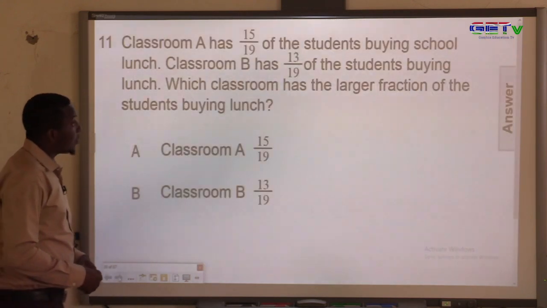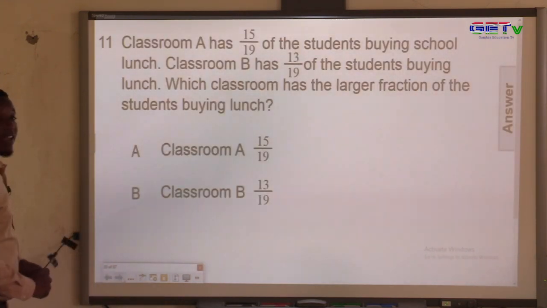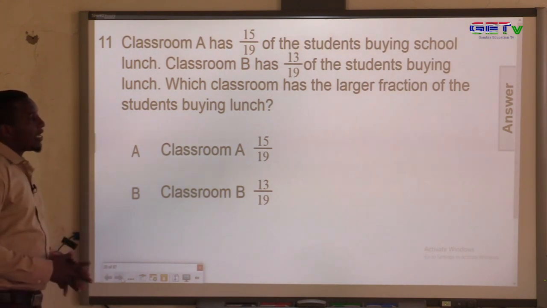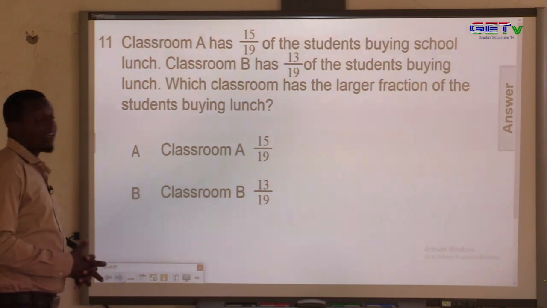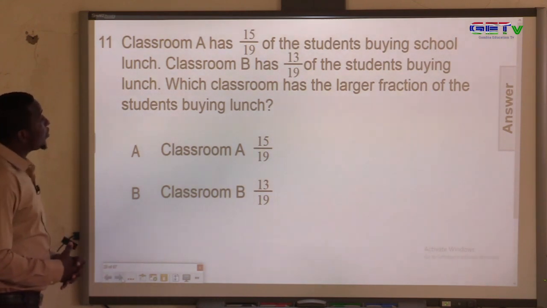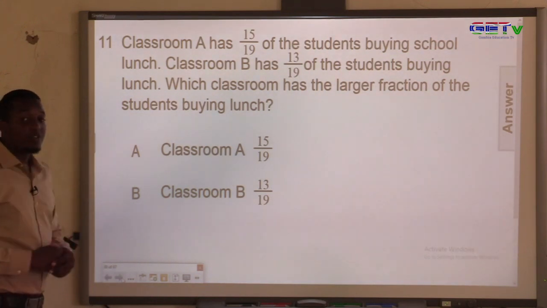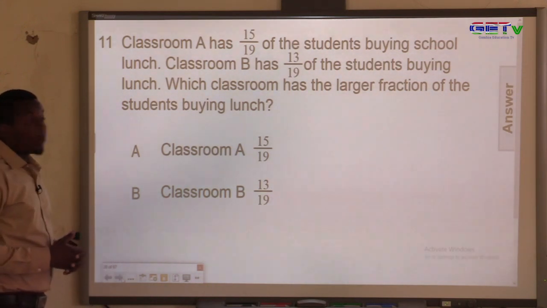Now we move on to the lesson proper. So as I said earlier, we are going to see how we apply the concept of fractions in real life situations. We are going to have problems that are going to be solved using fractions. That is word problems on fractions.